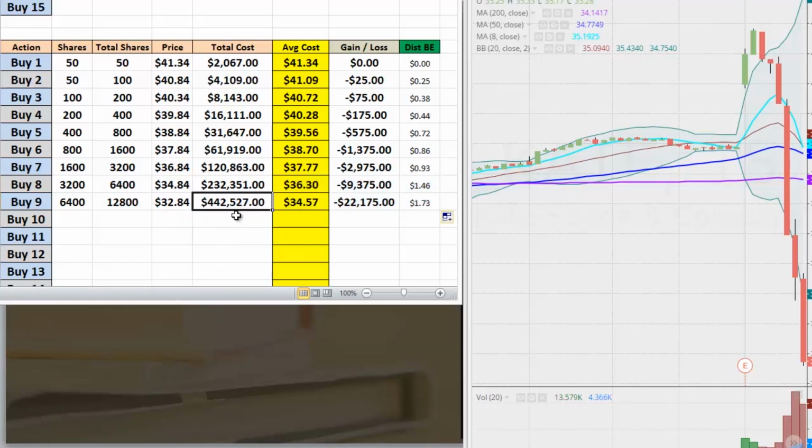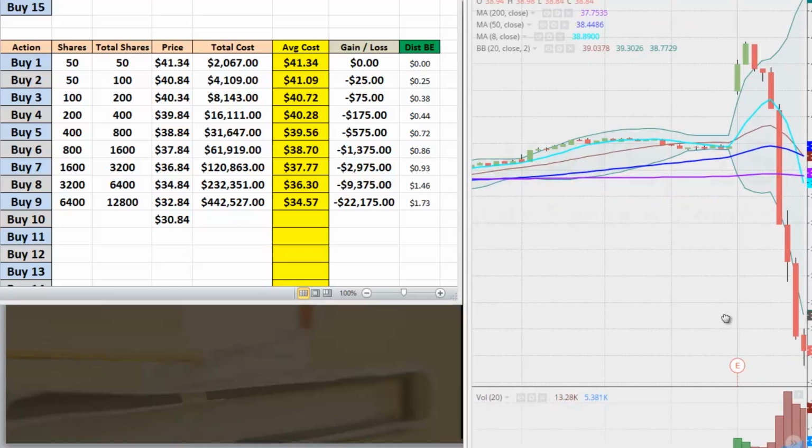So now you can notice, you need quite a big portfolio, but your average is 34.57. But at the same time, your loss is getting bigger. And now look how much further up to break even. The price has got $1.73 just to get to break even. The next order in the sequence would be, remember, 30.84 because we got to wait $2. And this part goes as low as 31.60. So you would not have been filled there.